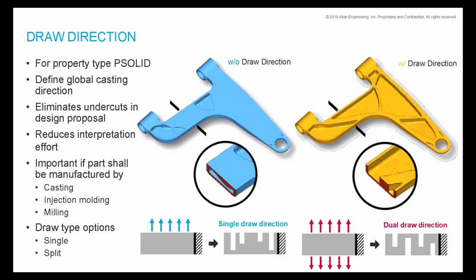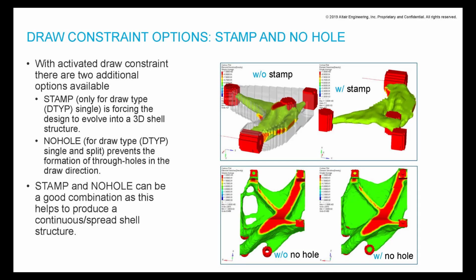Topology optimization designs often contain cavities that are not viable for casting. Imposing draw direction constraints will allow the die to slide in either single or dual draw direction. Available with the single draw option is a stamping or sheet metal manufacturing constraint. A no hole option is also available, which prevents hole formation in the draw direction.